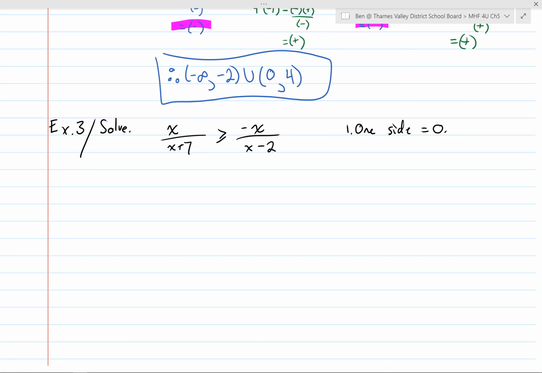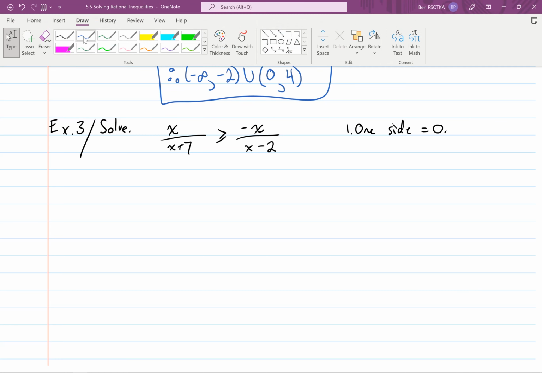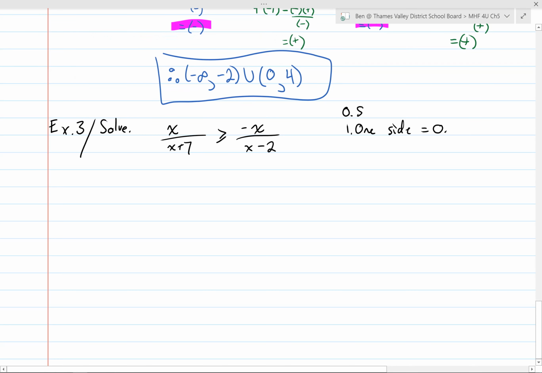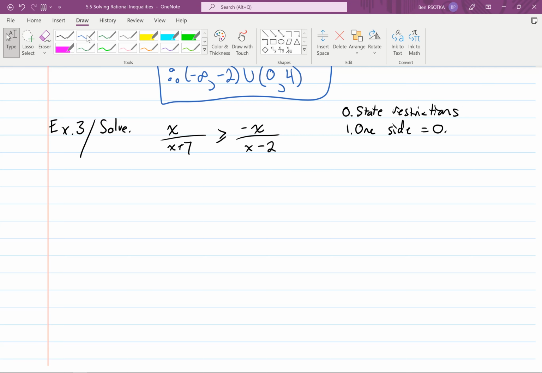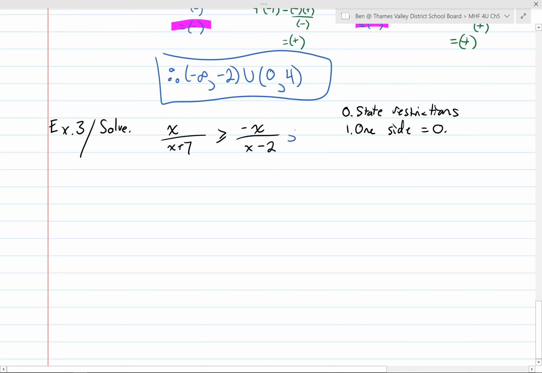What we can do here, oh, and you know what, before that, sorry folks, we can even call it step 0. State restrictions, right? We should be stating those restrictions as we found in section 5.4. Okay, so we'll work in blue. We're stating the restrictions. We know here that x cannot equal anything that would make our denominators equal to 0. So that means x cannot equal negative 7 and x cannot equal positive 2. Good, we've stated our restrictions.